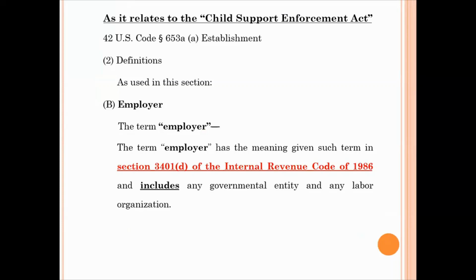This is as it relates to the Child Support Enforcement Act, 42 U.S. Code 653A to B. The term employer has the meaning given such term in section 3401D of the Internal Revenue Code of 1986 and includes any governmental entity and any labor organization.